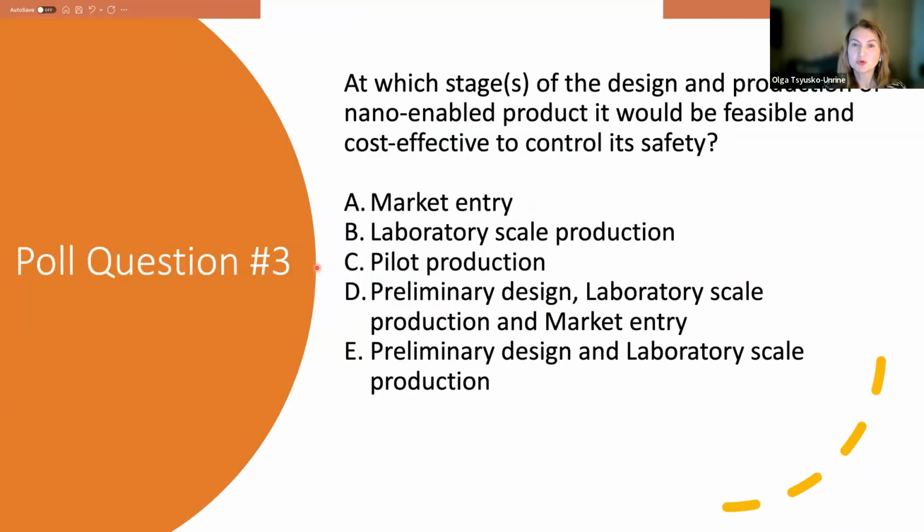So what I want you to think about is the design and production of novel nano-enabled products, right? Those products undergo different stages, starting with concept development, then preliminary design, laboratory scale production, pilot production, and market entry. Which stages do you think would be the most feasible to control for the safety of the developed nano product?